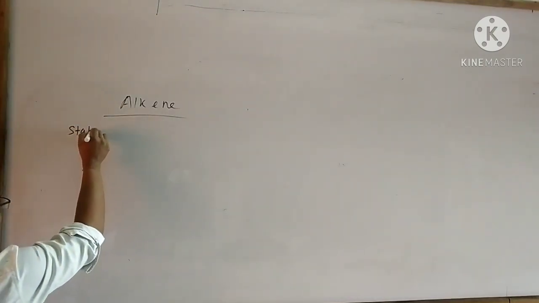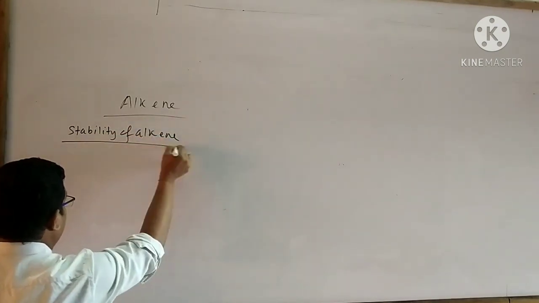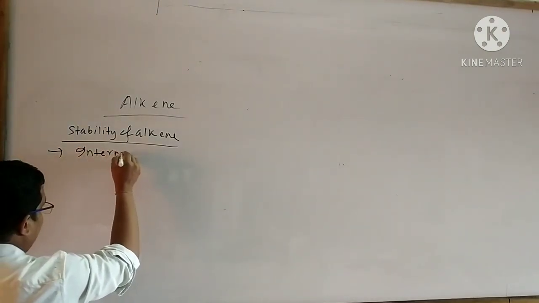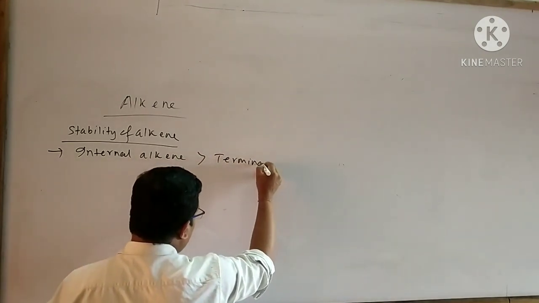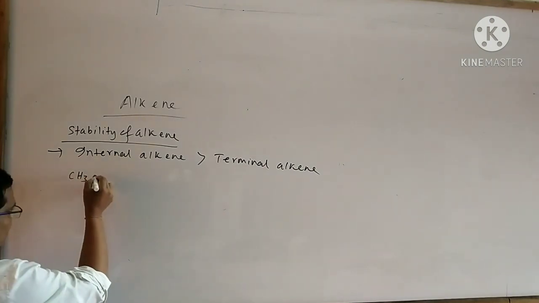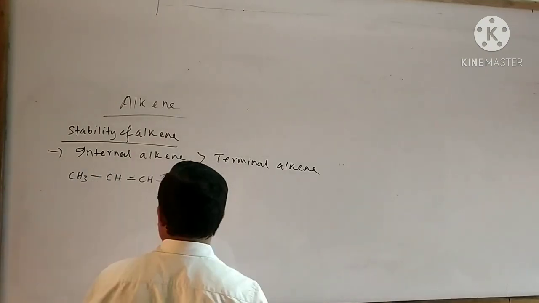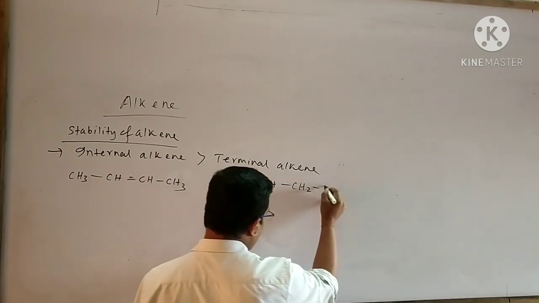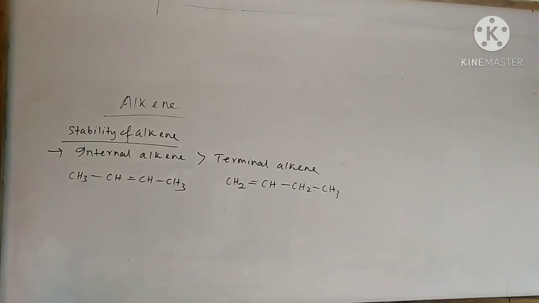Next I will explain about the stability of alkene. Remember an important point: the internal alkene is more stable than terminal alkene. Take an example: CH3 bond CH, double bond CH, bond CH3. Take another example: CH2 double bond CH, bond CH2, bond CH3. This is said to be a terminal alkene. This is said to be an internal alkene.